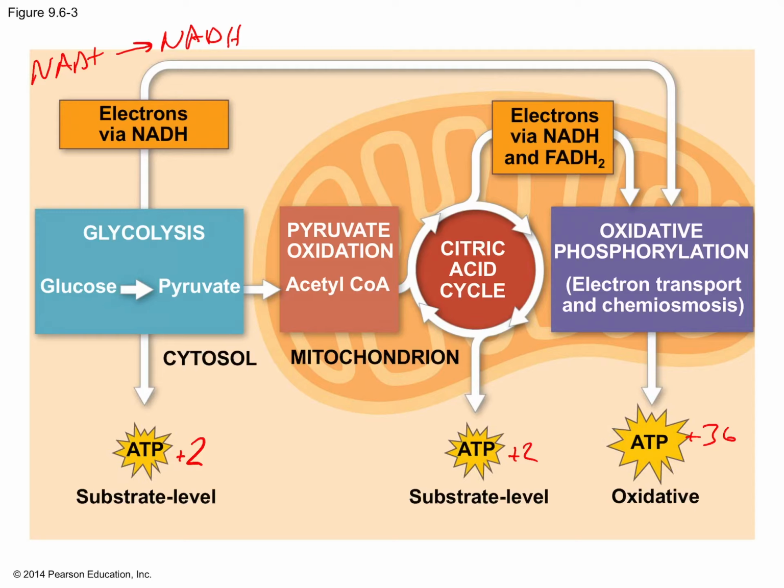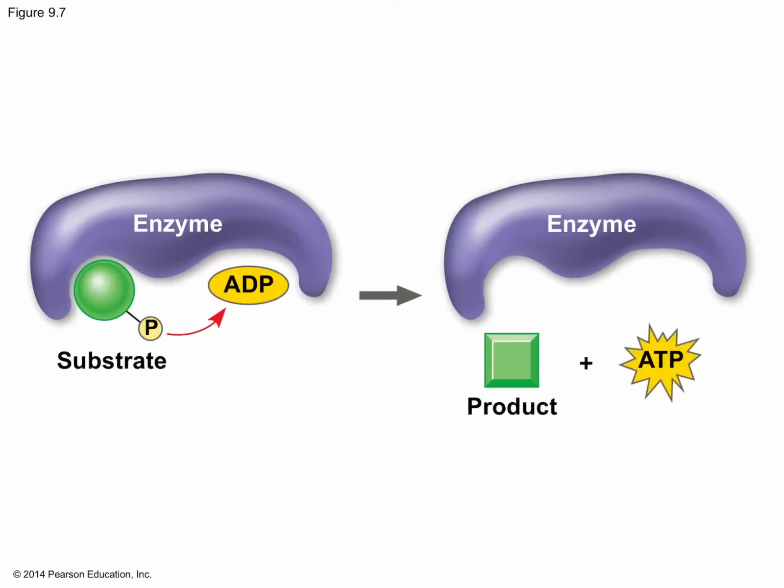Okay, so for each molecule of glucose that's broken down to CO2 and water by cell respiration, the cell makes, well, the number varies, anywhere from maybe 32 to 40. It varies a little bit here and there, but 32 to 40 ATPs. It's quite a bit. Okay, let's see how generally substrate level phosphorylation works.